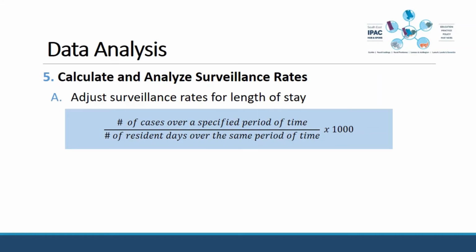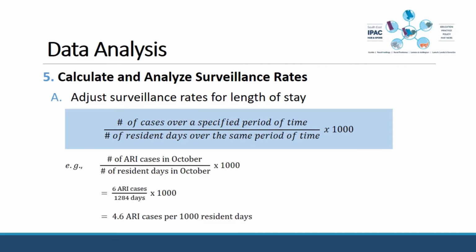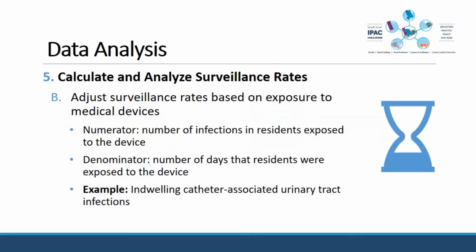So as you can see, the numerator is your number of cases, and your denominator is going to be the number of resident days. So if we put it in an example, your numerator is going to be the number of acute respiratory infections in a time frame, let's say October. And your denominator is going to be the number of resident days. Next, we can look at adjusting the rates based on exposure.